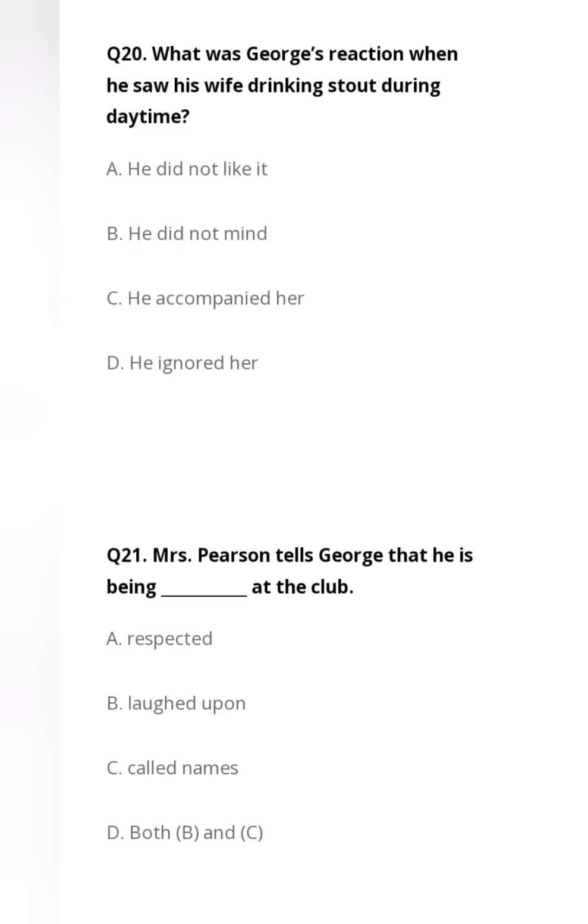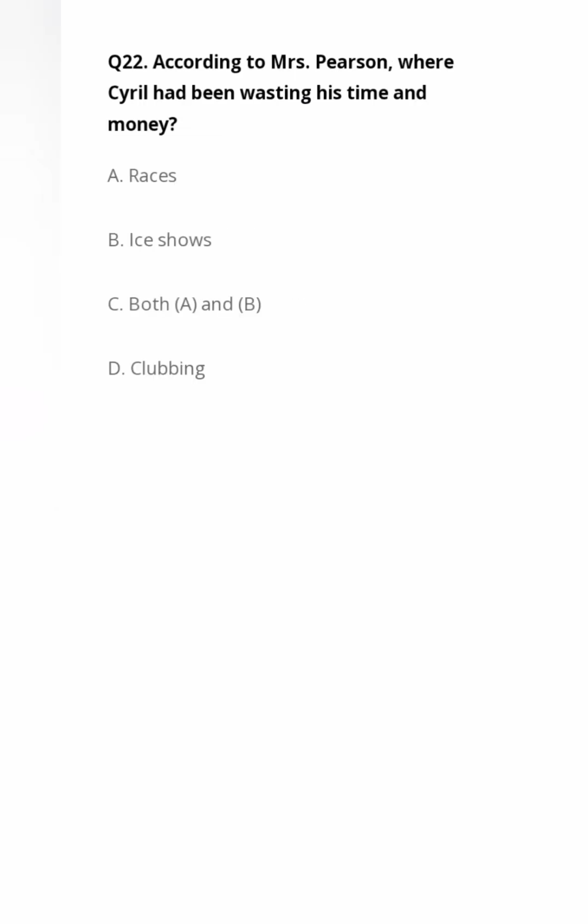And then question number 21. Mrs. Pearson tells George that he is being dash at the club. That is option D, both B and C, laughed upon and called names. So we can choose the option D here. Okay. And then question number 22. According to Mrs. Pearson, where Cyril had been wasting his time and money. That is option C, both A and B. That is option A, races, and then B, ice shows. So we can choose the option C here.